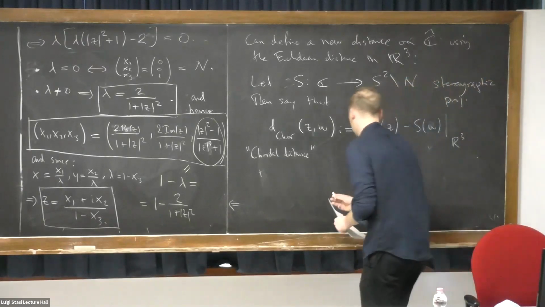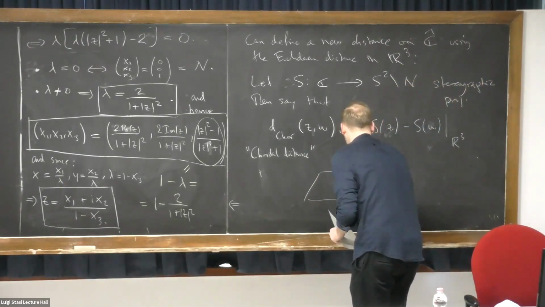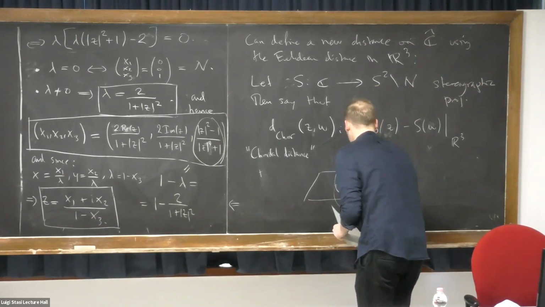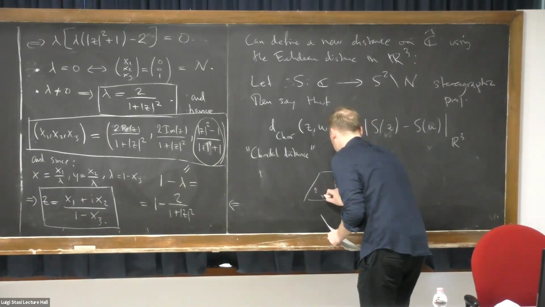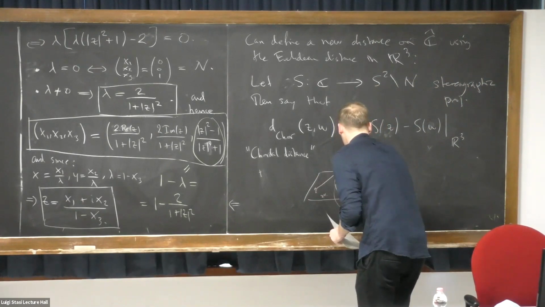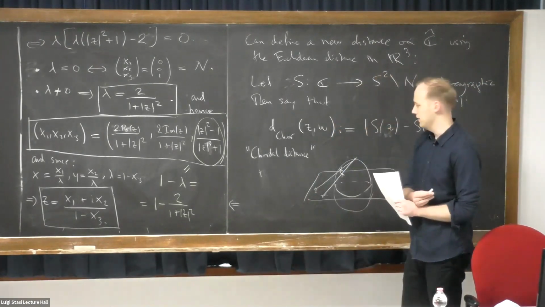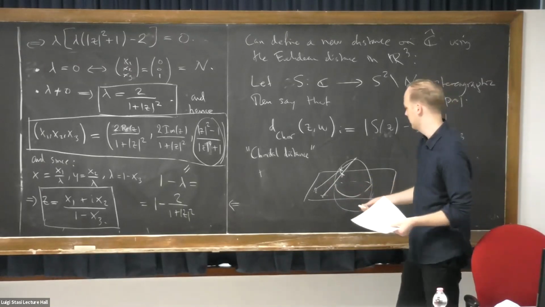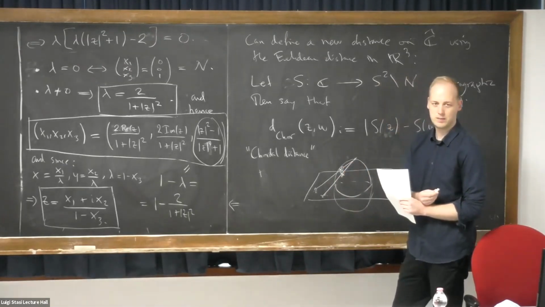So the picture is very simple. You have this plane here, then you have your sphere. If you have 2 points, Z and W, then you draw these 2 lines, and you get 2 intersection points with the sphere. The distance between Z and W in this new metric, the chordal distance, is equal to the Euclidean distance between this point and this point.